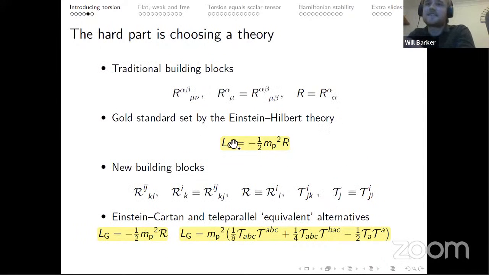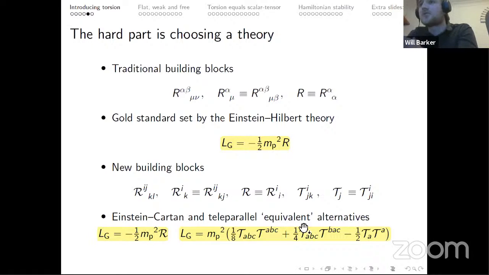In Einstein's theory, this is obviously very simple. We just pick the scalar part of the Riemann curvature. So this is the Einstein-Hilbert action. If we're building things out of Riemann-Cartan and torsion, then one option is to just follow the Einstein route and use the linear, the scalar part of the Riemann-Cartan curvature. So this is Einstein-Cartan theory.